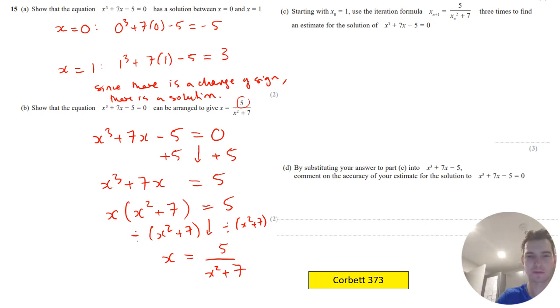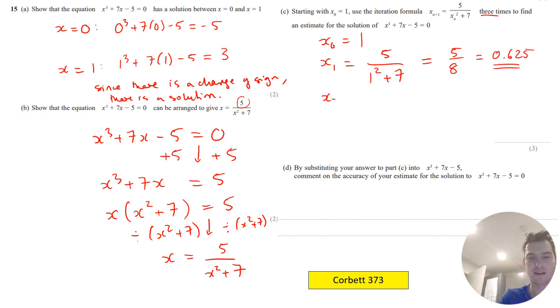Okay, part C. Starting with x equals 0, use the iteration formula 3 times to find an estimate for the solution. Okay, so I start off with x equals 1. That's going to be the first thing that I plug into my formula. So to get my next answer, I'm going to look at my formula, which is 5 over x n squared plus 7. Well, I'm going to use 1 for that. And pop that into your calculator, and you get 5 over 8, or 0.625.